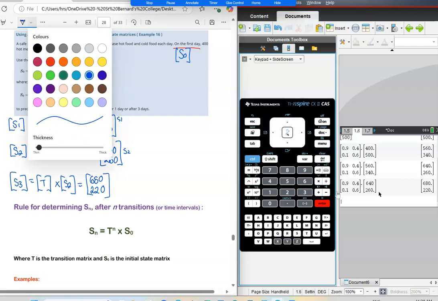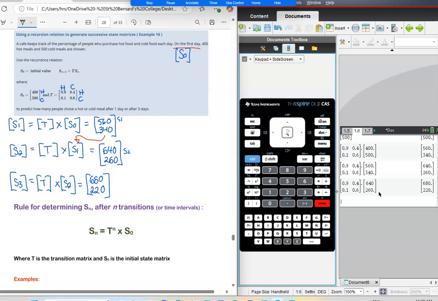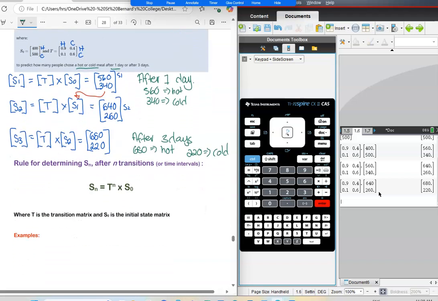Okay, so now we want to write the answers because it said how many people are hot and cold. So after 1 day, we might just write this answer up here. After 1 day, we're going to say 560 for hot and 340 for cold. And then we'll write down here, after 3 days, we have 680 for hot and 220 for cold. You have to make a separate statement to show that you're working that out properly.